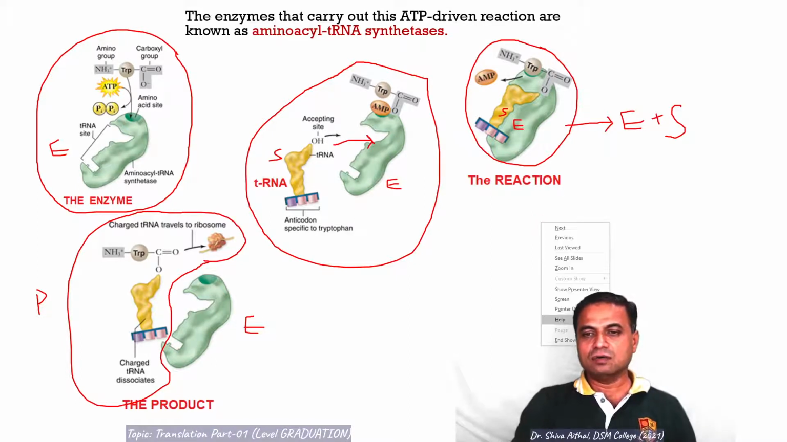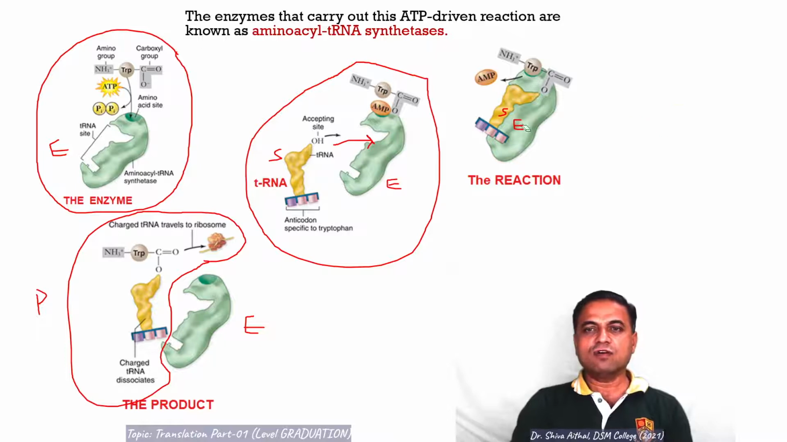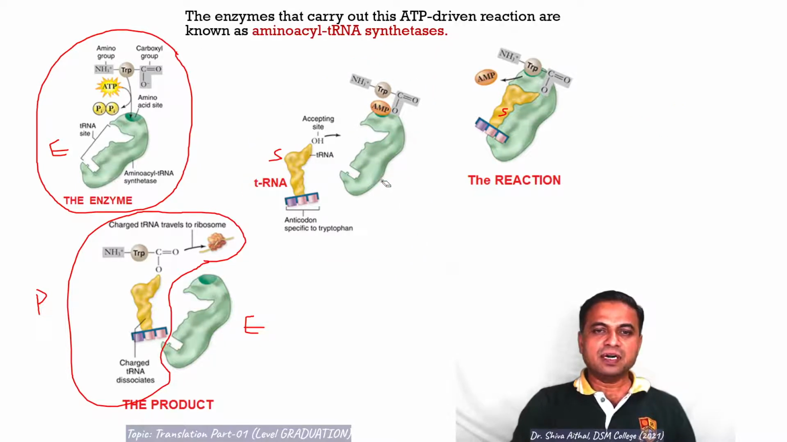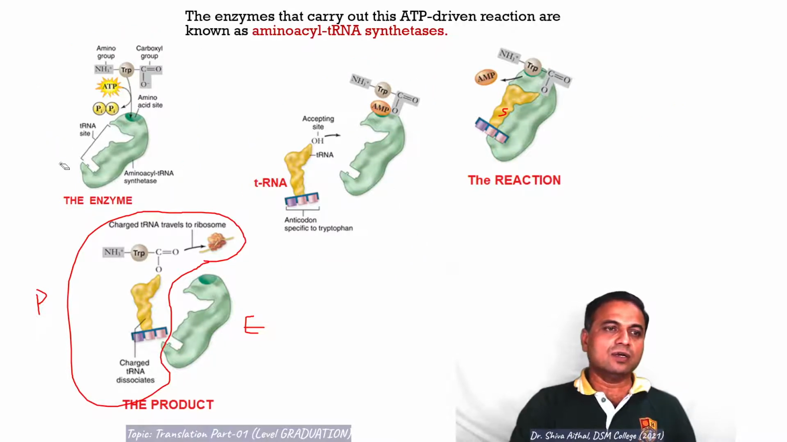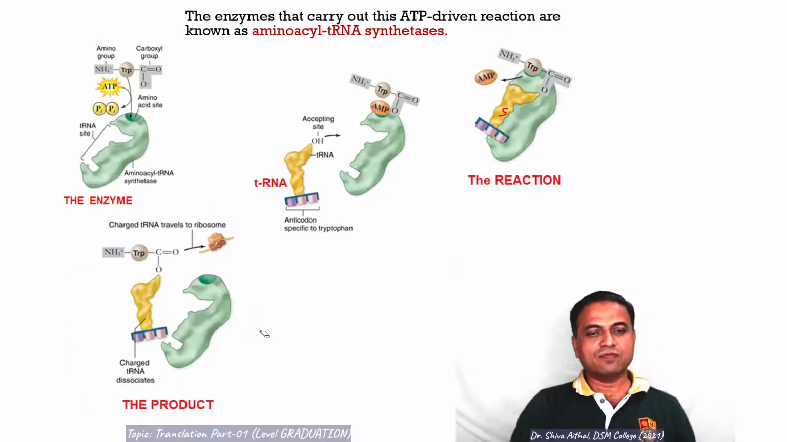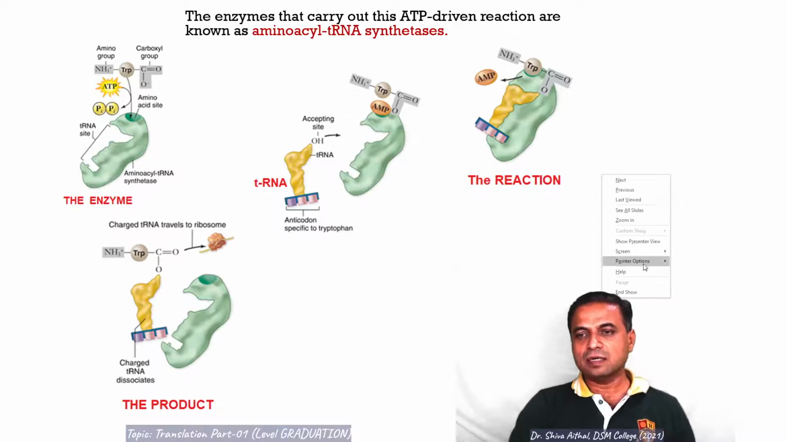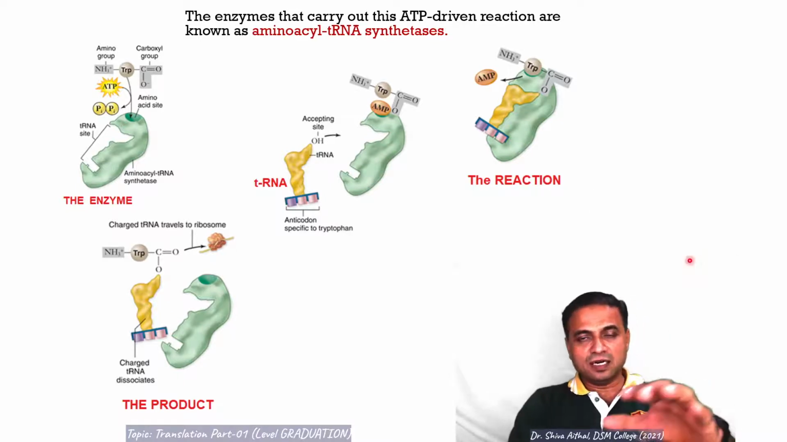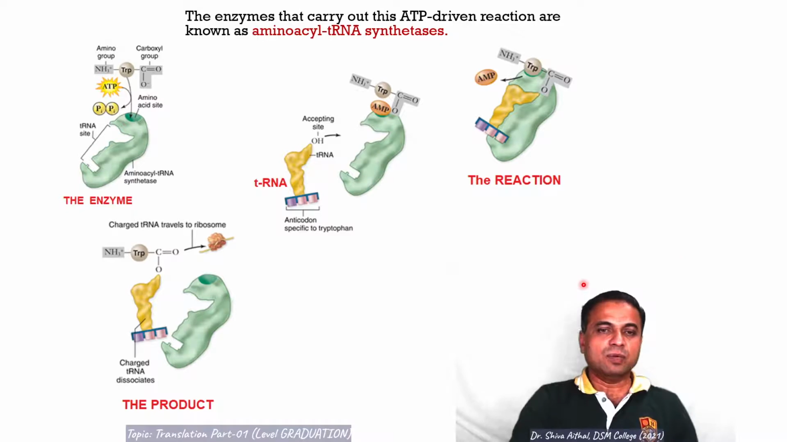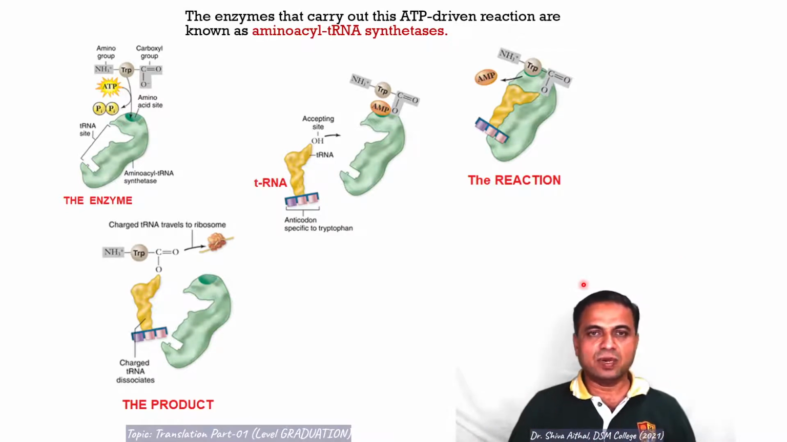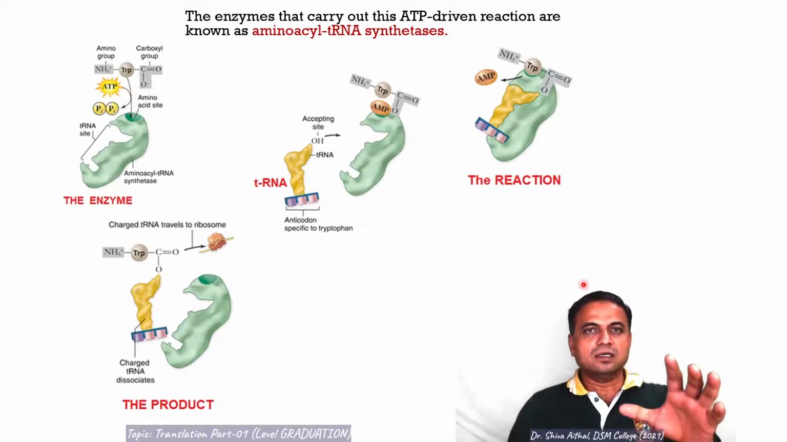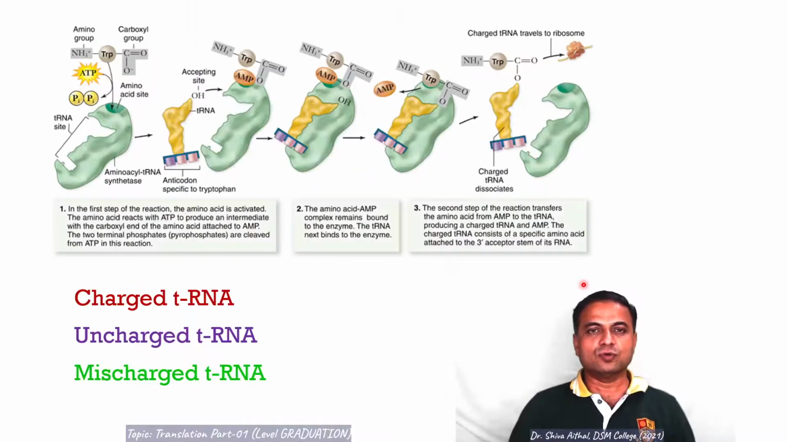So this is all what happens with the charging of the tRNA, and it should be remembered that like these reactions, there are around 30 to 40 types of reactions taking place, and these 30 to 40 types of reactions are not taking place at the point of protein synthesis, but they are taking place somewhere in the cytoplasm, and all this helps in a smooth translation process to occur.